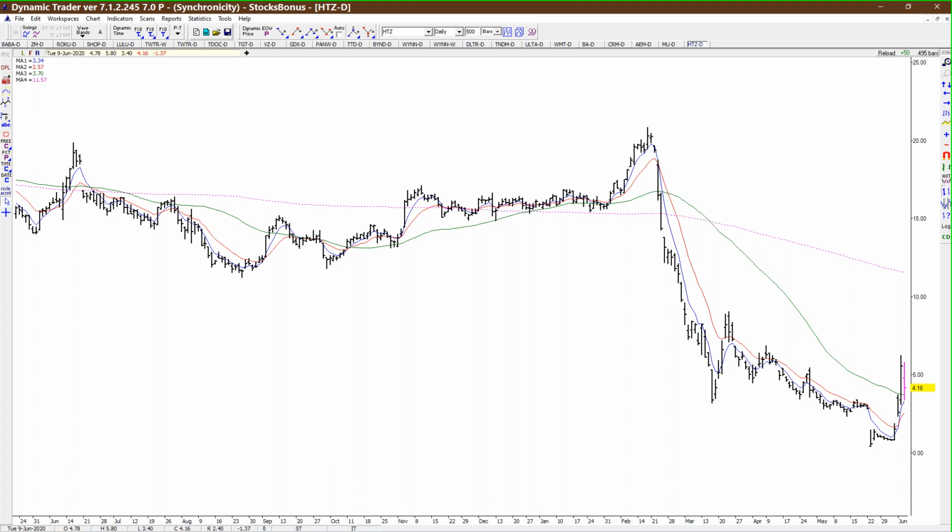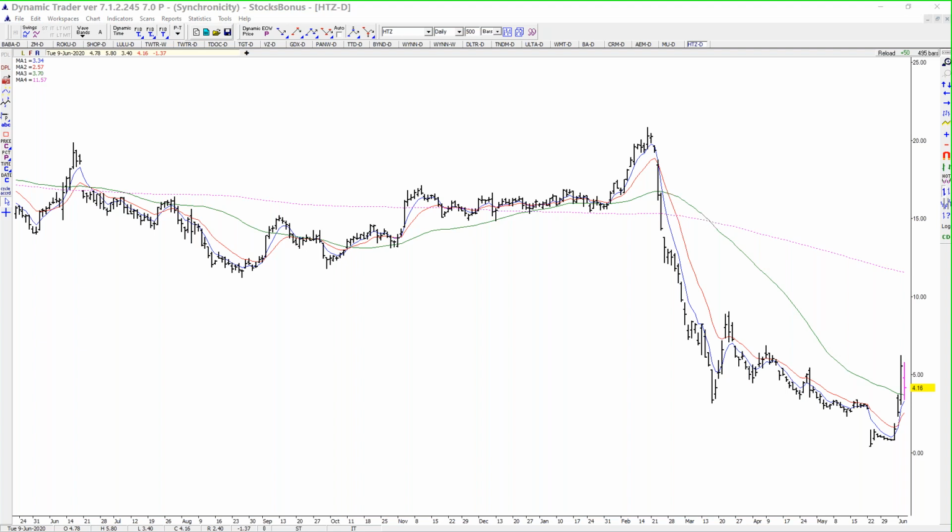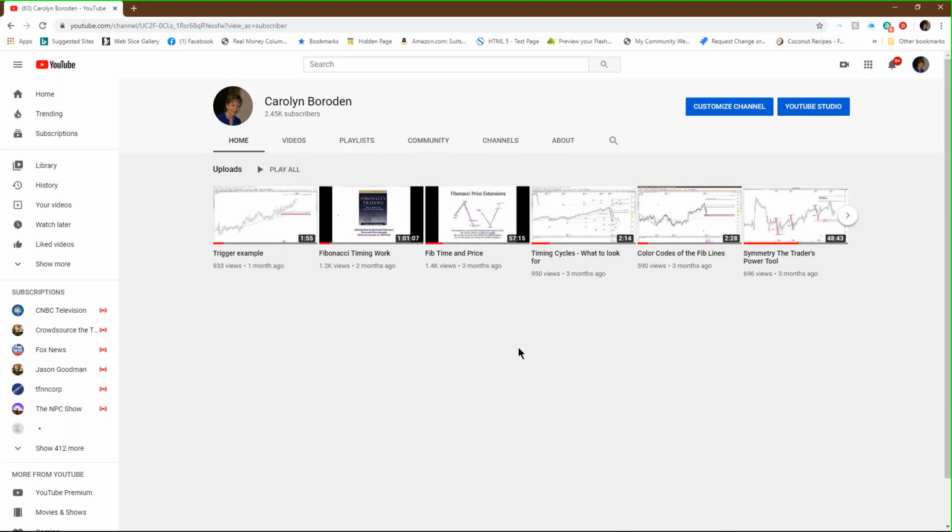How do I use timing? I do timing both with the outright cycles, and then I use the histogram. So what I'm going to give you for that is my videos, because I have some videos on YouTube that are really good. This is just a trigger example with an index setup. This is over an hour on timing.